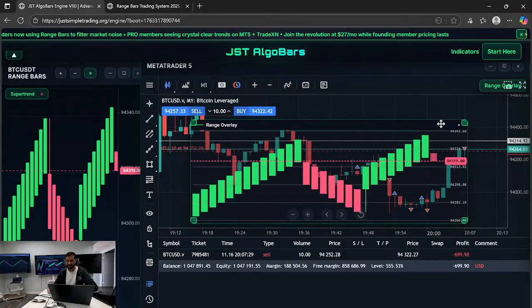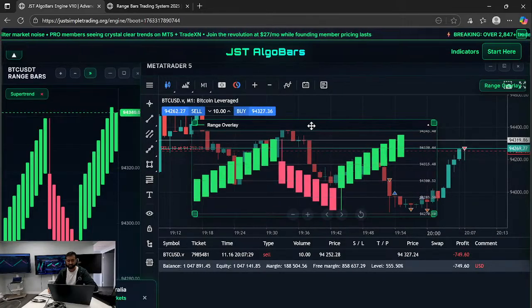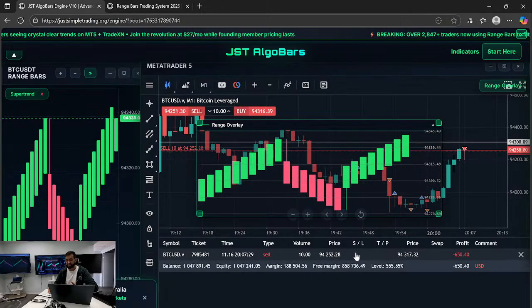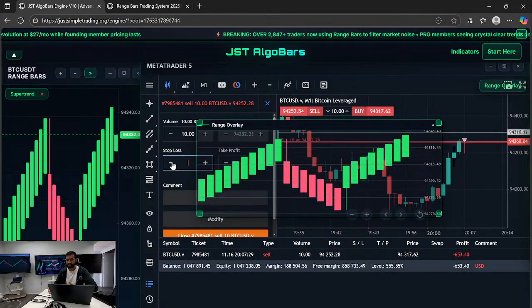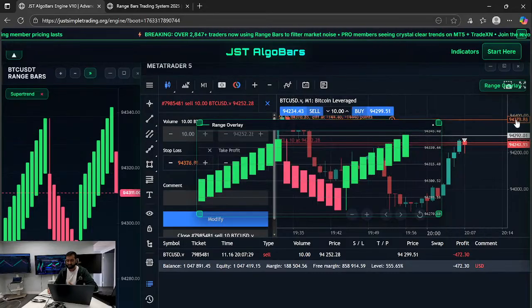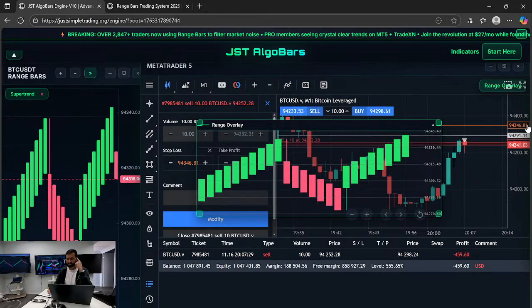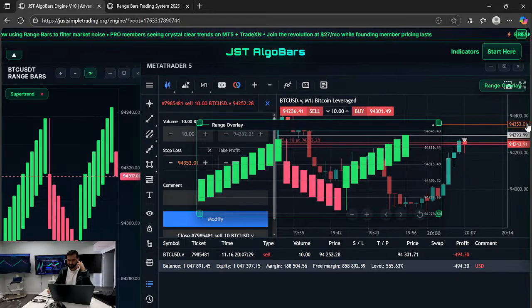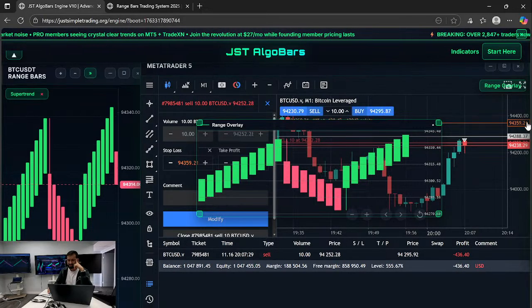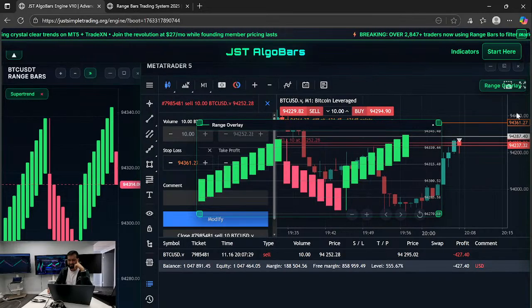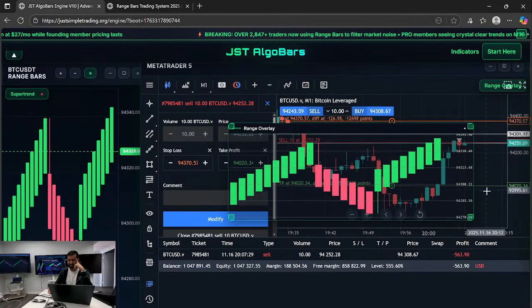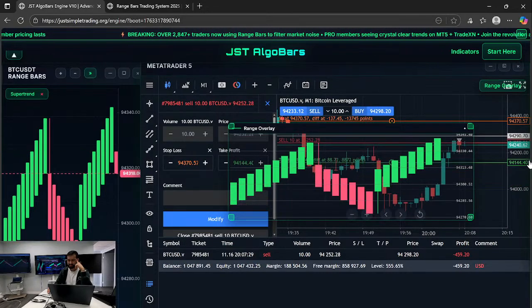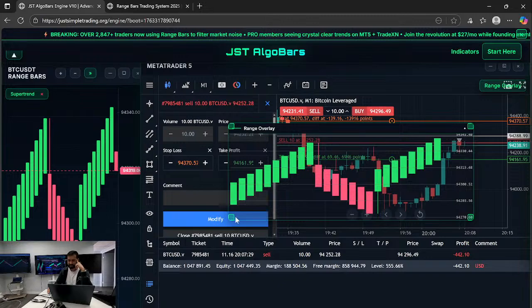All right, guys, so we just entered this sell trade right here because the range bars were going red. Now, again, you guys know the risk is less than 1%. I'm going to set my stop loss and take profit at 100 points. So it's all the same thing over and over again. So our entry was 94,252. My stop loss will be 94,350, and my take profit will be 94,150.